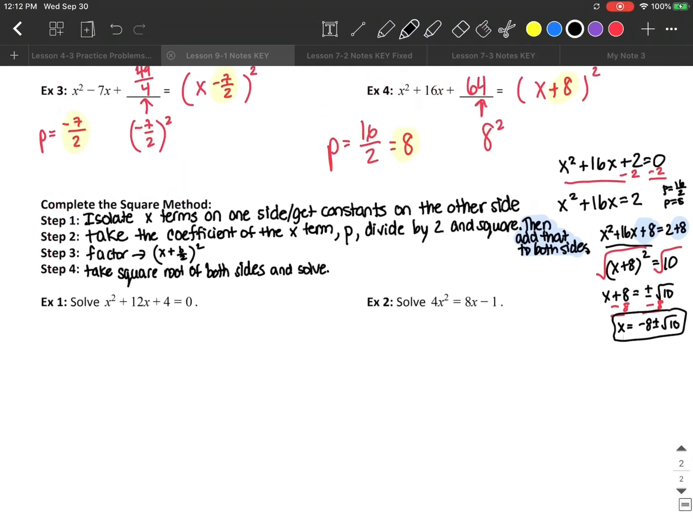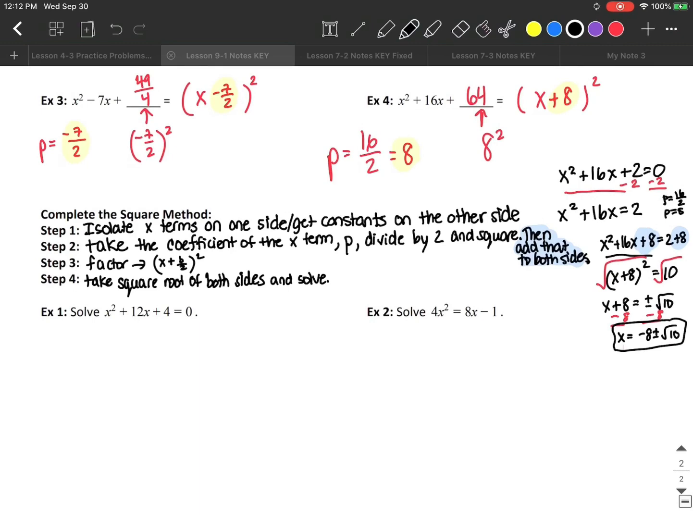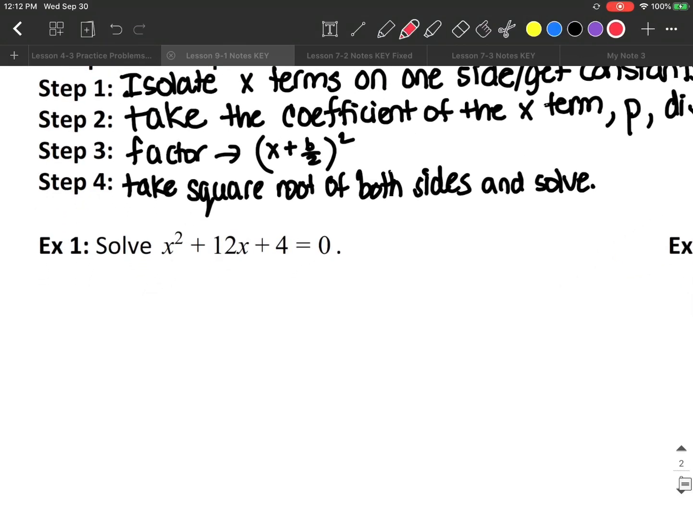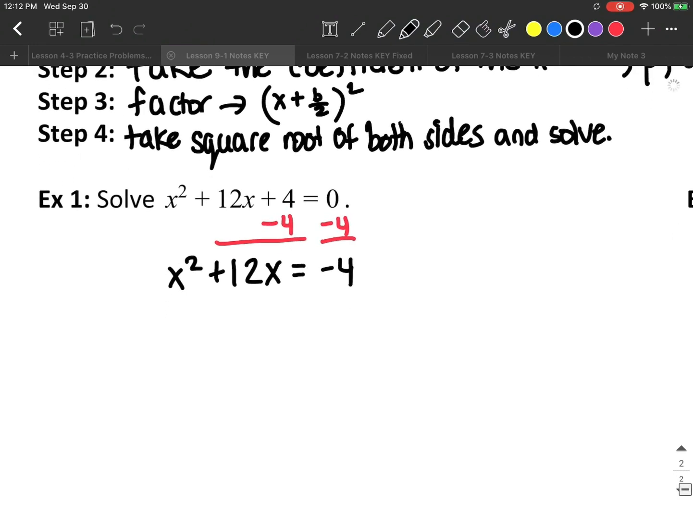All right, let's do another example, because I already did one. I have x squared plus 12x plus 4 is equal to 0. First thing I want to do is get my constants on one side and my x terms on the other. So I want to isolate the x squared plus 12x on the left, and then on the right I have negative 4. From there, I want to see, what do I have to add?